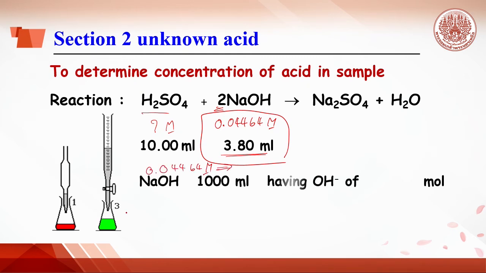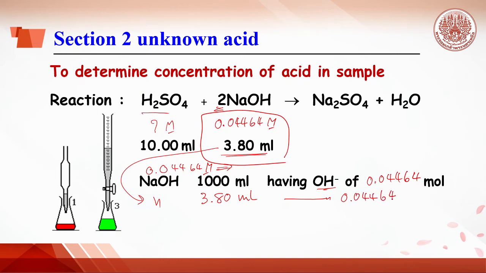Sodium hydroxide 1000 ml has hydroxide ion of 0.04464 mole. In the titration, we use only 3.80 ml. So it should have hydroxide ion of 0.04464 times 3.80 divided by 1000 mole, which is equal to 1.696 times 10 to the minus 4 mole.